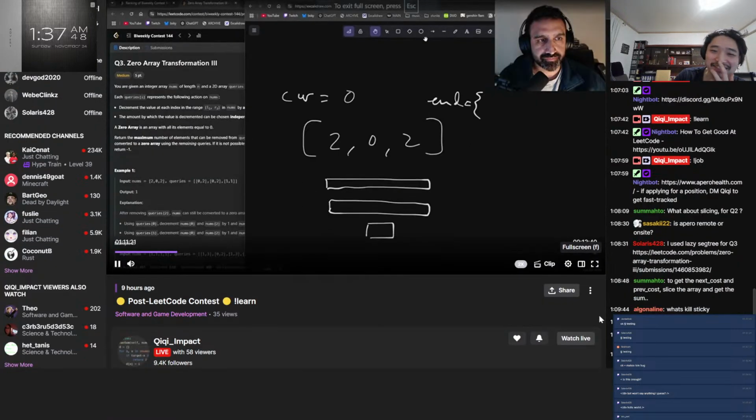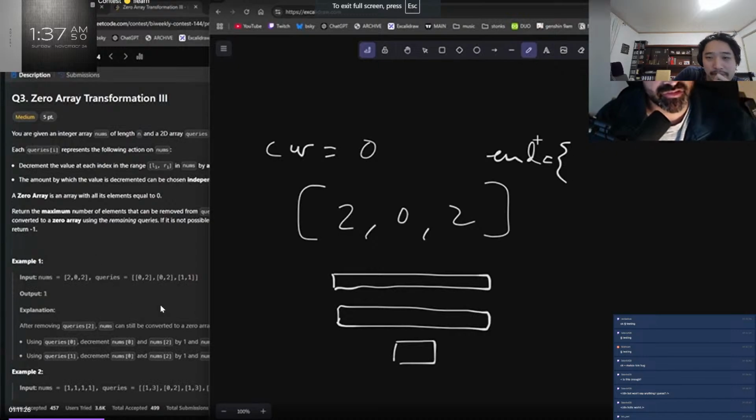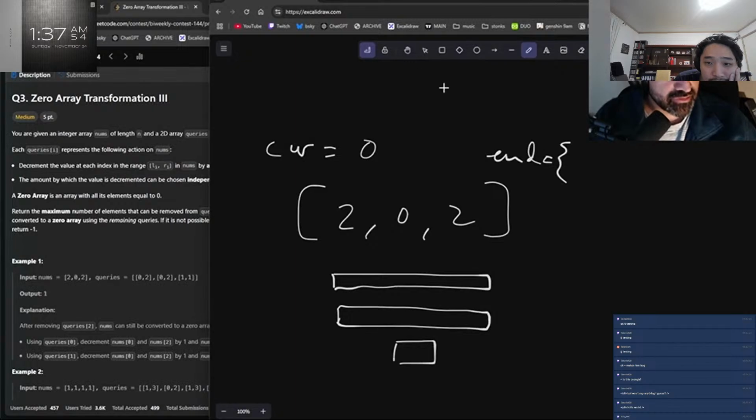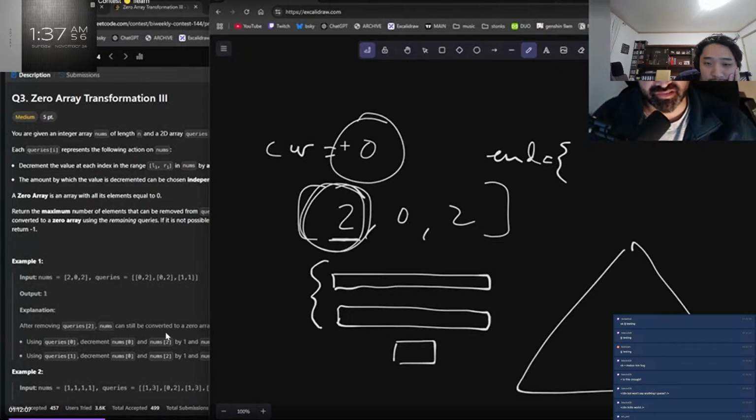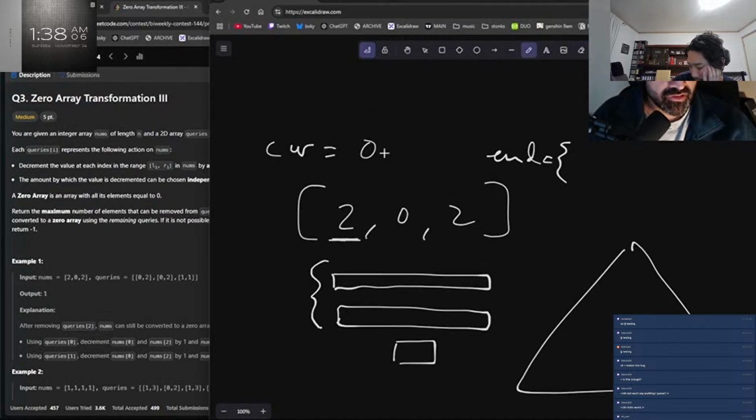I just need to watch this quickly. The end will be a marker for how many intervals that you pick are ending at each index. See, if nums[i] is greater than the current, that means we need to absorb more intervals. We need to use more queries, intervals interchangeable, to satisfy this nums[i] requirement. So we need 2 intervals.